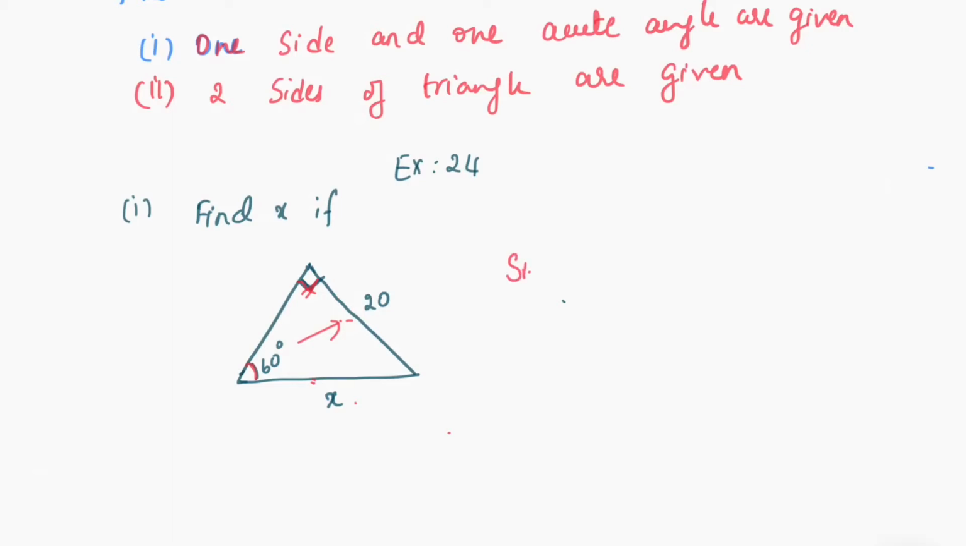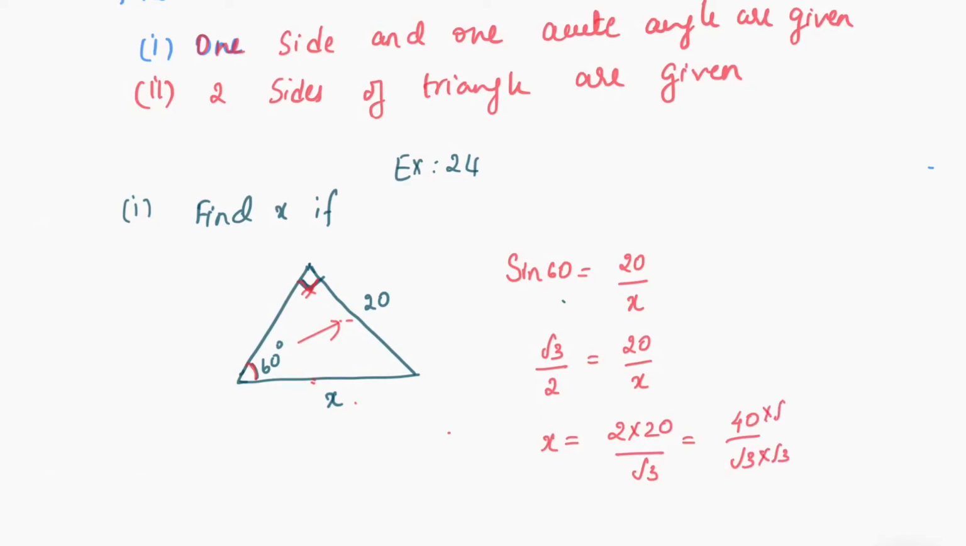So you can write from the figure, sine 60 is equal to perpendicular by hypotenuse, that's 20 by x. Okay, what is sine 60? Root 3 by 2, that is equal to 20 by x. So if I cross multiply, I get x is equal to 2 into 20 by root 3. So I get it as 40 by root 3 into root 3 by root 3. So I get 40 root 3 by 3.